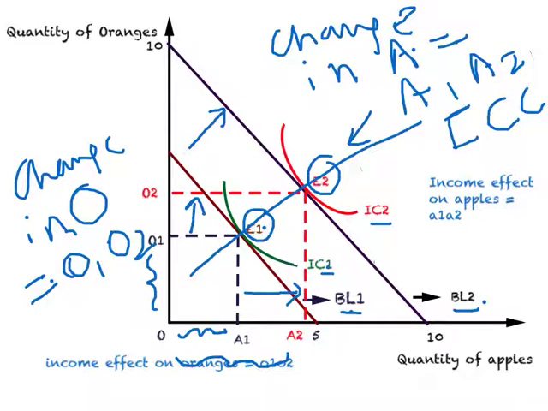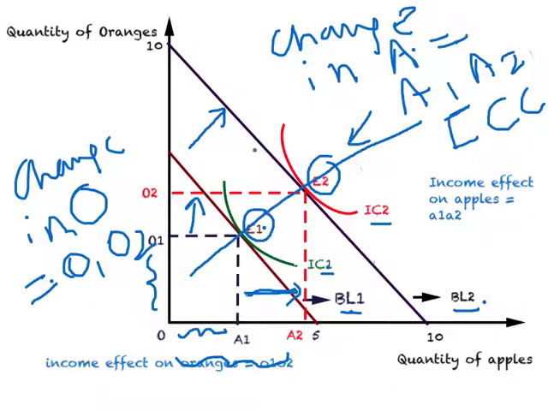Now note here in this diagram, when real income of a person increases, what happens to consumption of apples? It has increased. And so apples must be a normal good. And what about oranges?